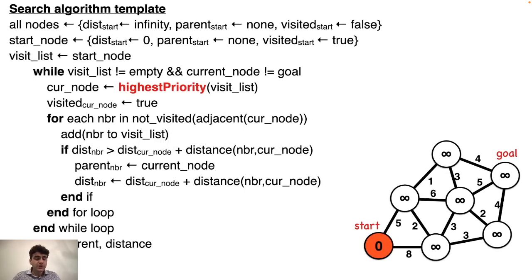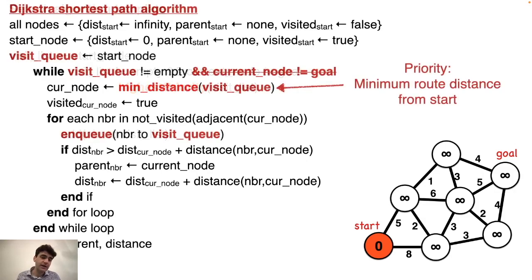So to start talking about Dijkstra's algorithm, let's first look back at our search algorithm template, and let's once again consider what we would have to change within this template in order to implement Dijkstra's shortest path algorithm. Highlighted on this slide are the key lines of pseudocode that would have to be changed. Similar to breadth first search, Dijkstra's algorithm will use a queue data structure to represent the visit list. But the key distinction between breadth first search and Dijkstra's algorithm is that Dijkstra's algorithm will use what's referred to as a priority queue.